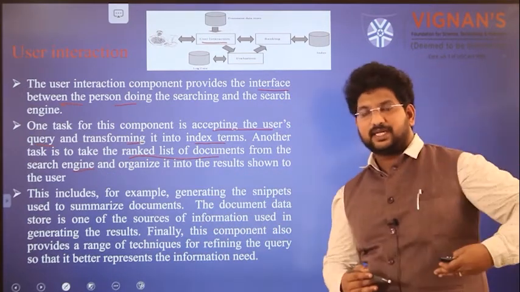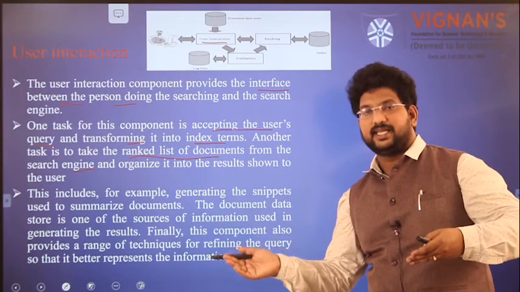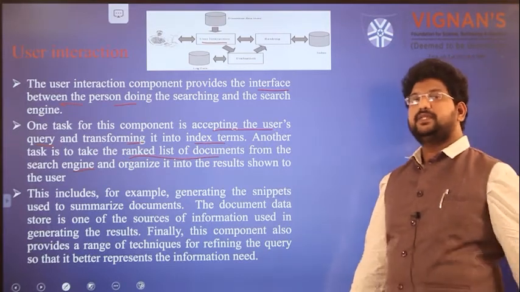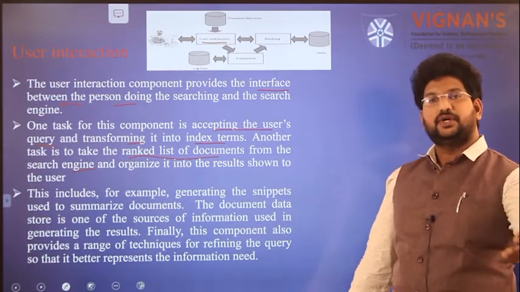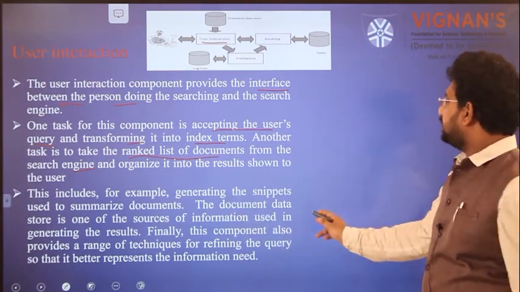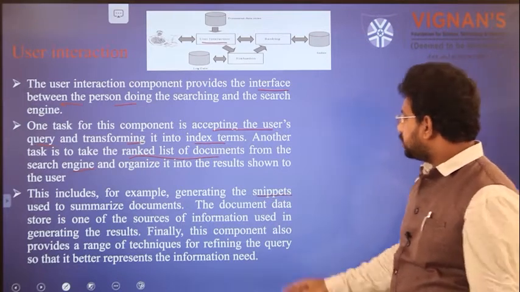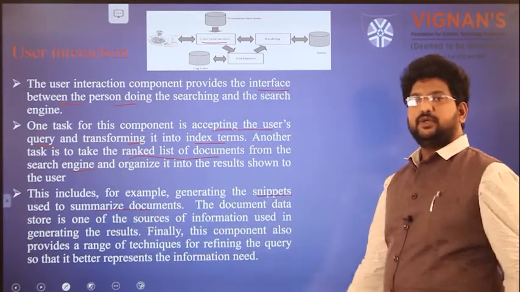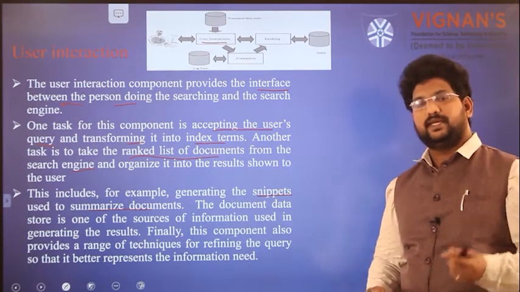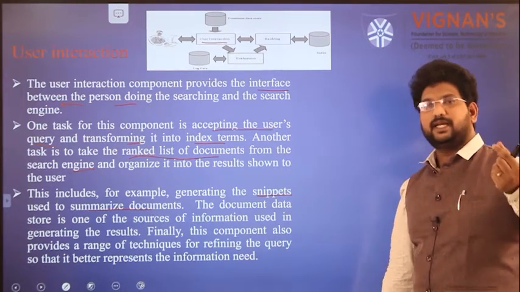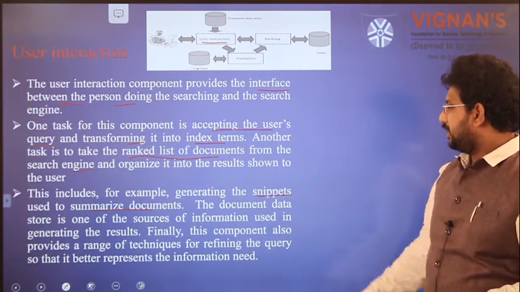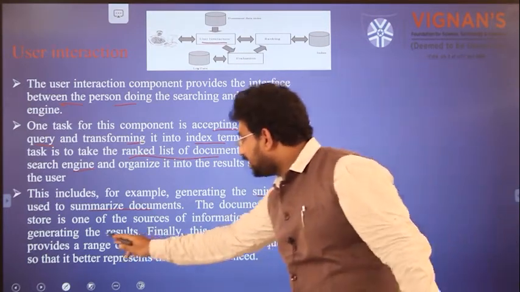So it accepts the user's request and processes it, and it is again going to display the results from the search engine side. So finally the user can find the ranked list of documents, and for example, generating snippets used to summarize the document content. So a browsable summary. Whenever you generate a ranked list of documents, a snippet gives the entire description about the documents. The document data store is one of the sources of information used in generating the results.